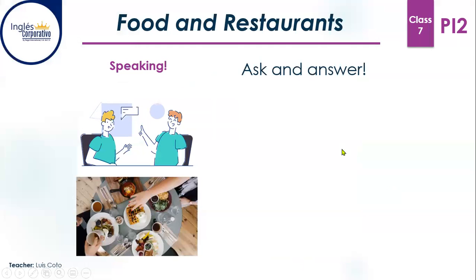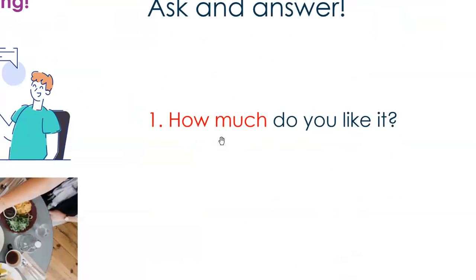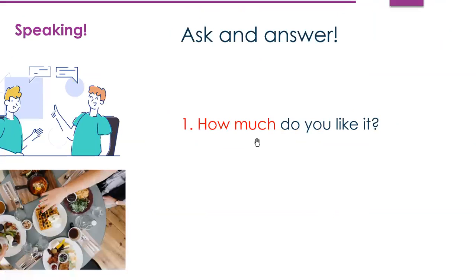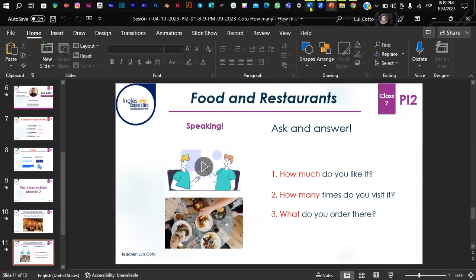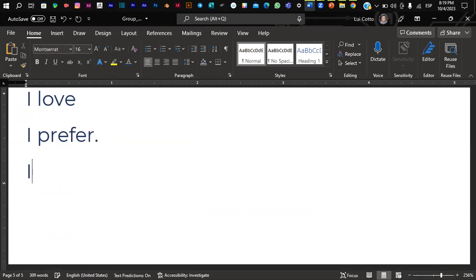Next, let's continue. Ask and answer. Question one. How much do you like it? It's talking about preference. You like it a lot, a little bit, or how much do you like the restaurant? Answers? I love it.